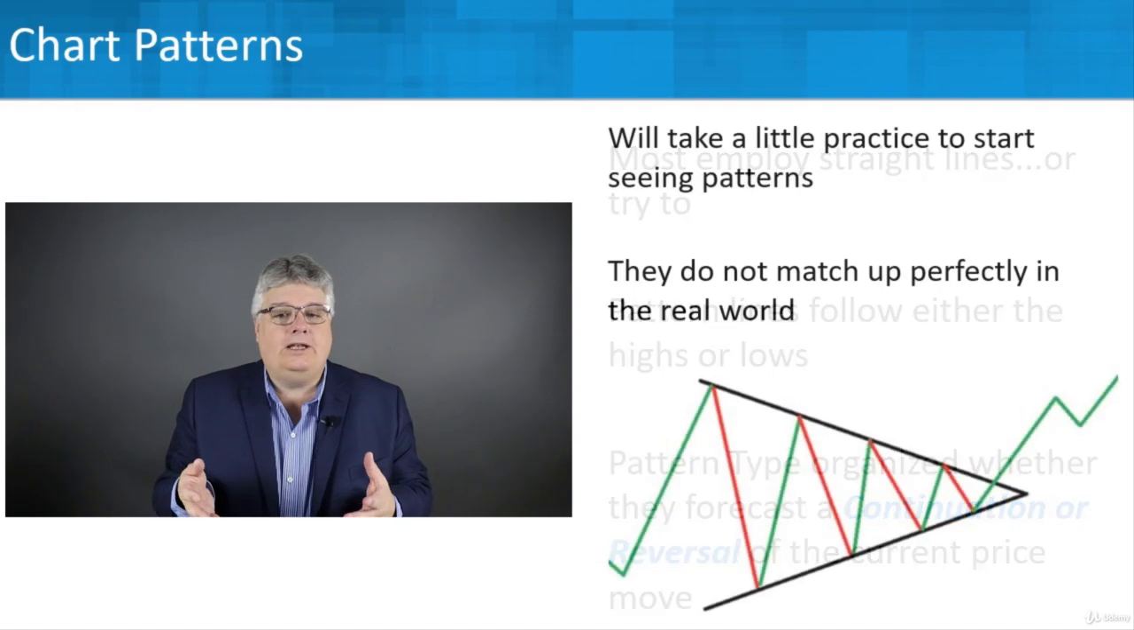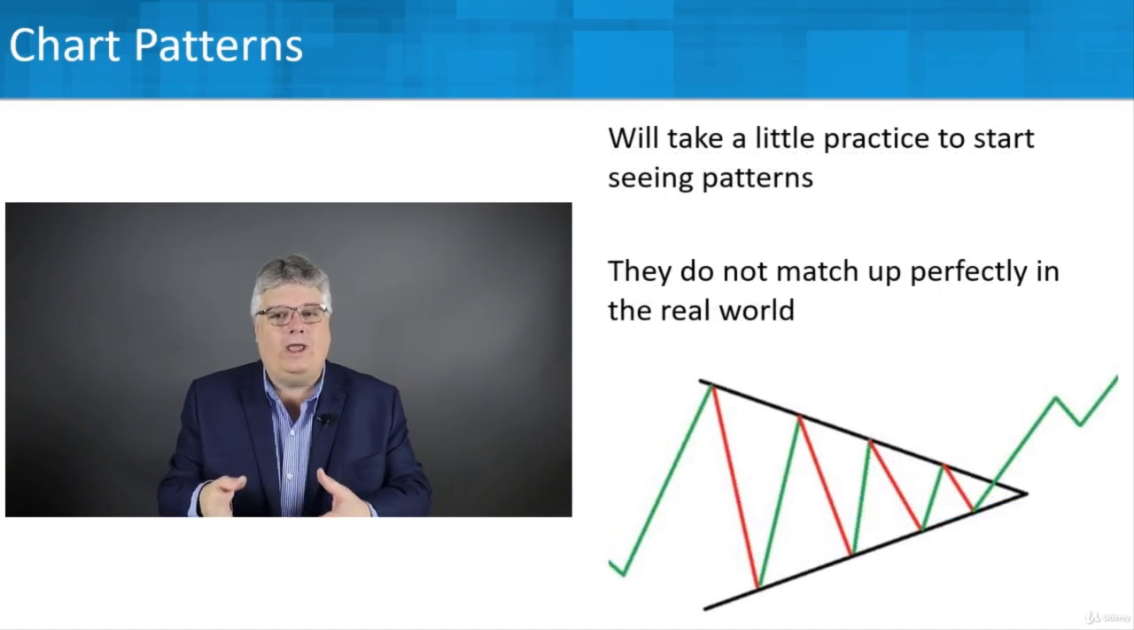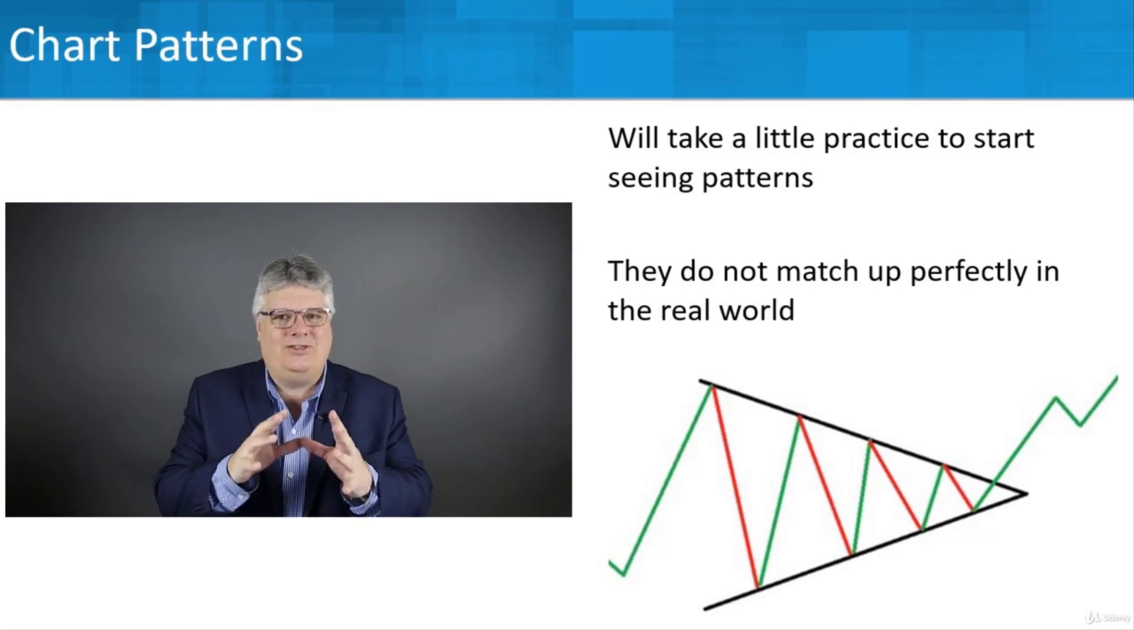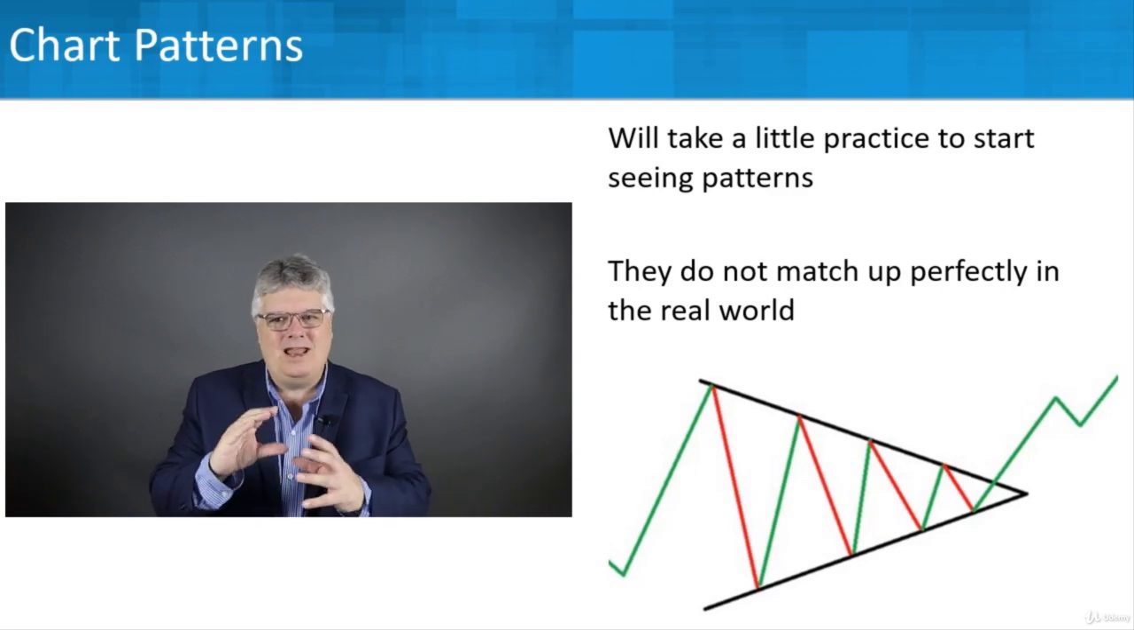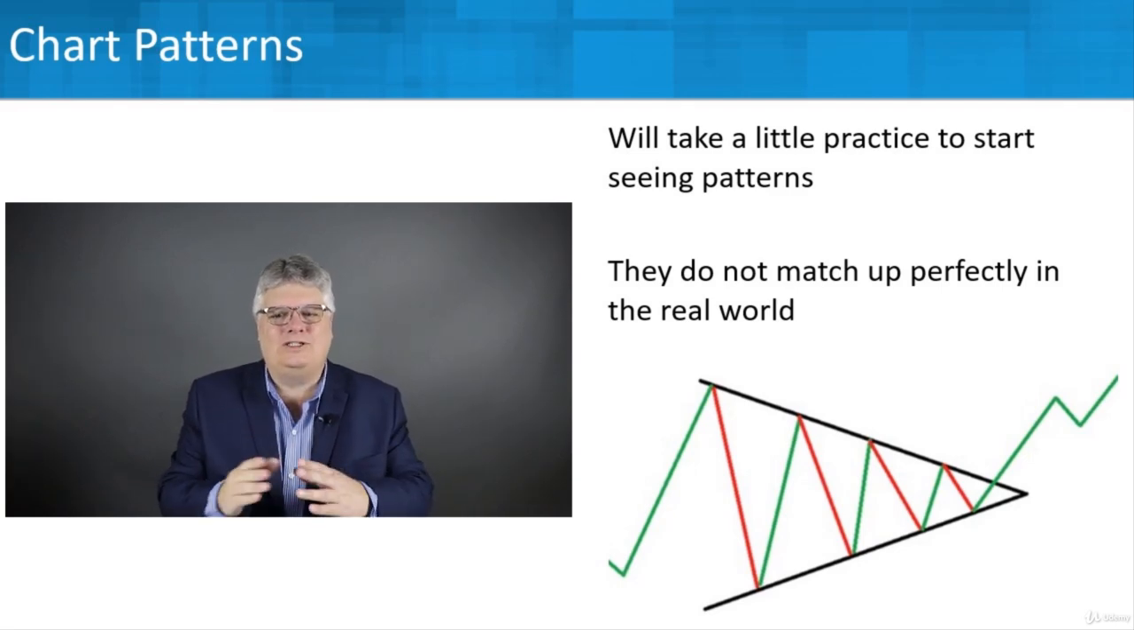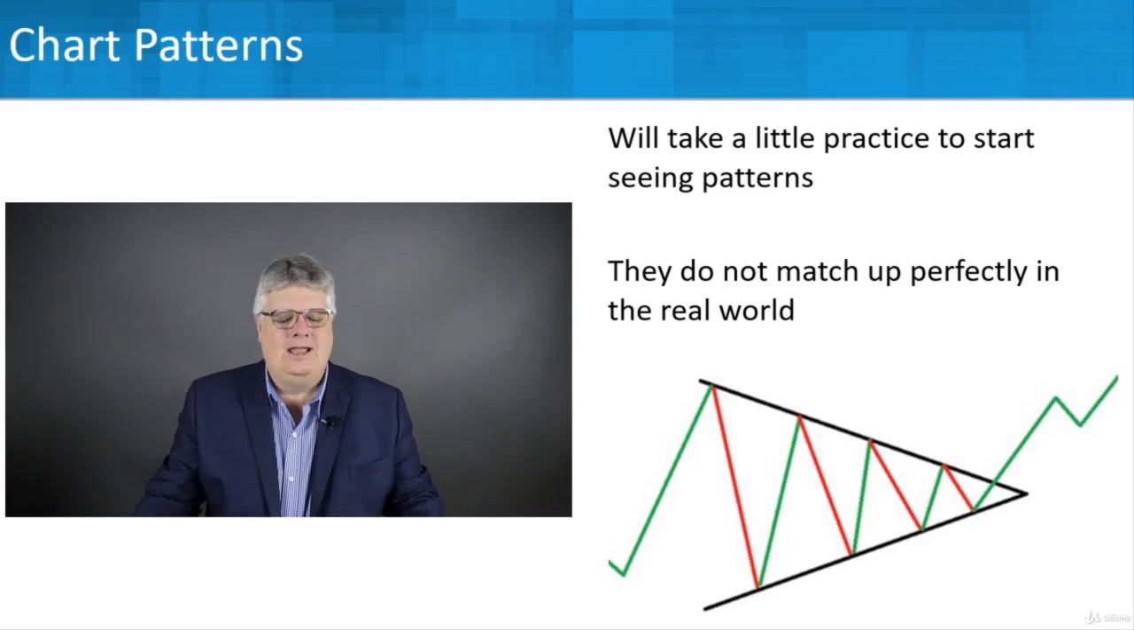Now, it might take a little practice to start seeing the patterns, okay? It's okay, that's normal, because when you're dealing with real life, things don't match up perfectly. What I might demonstrate, or you might see out there, might look like a triangle, but when you go out in the real world, it might not be as perfect a triangle, for example, but you're still seeing that movement as far as how the prices are reacting inside the triangle. So it's okay if they don't match up perfectly, and it's not a perfect world that we live in.